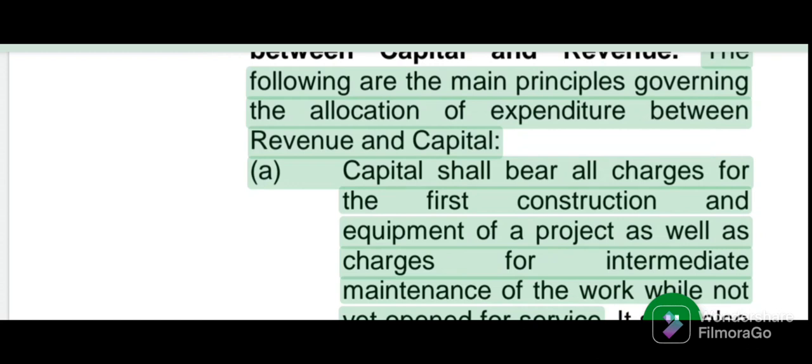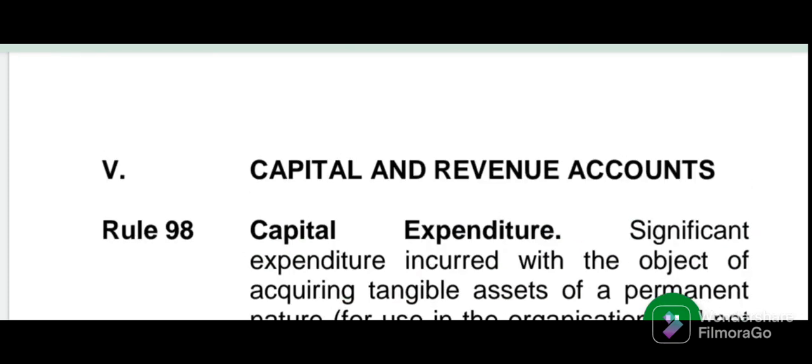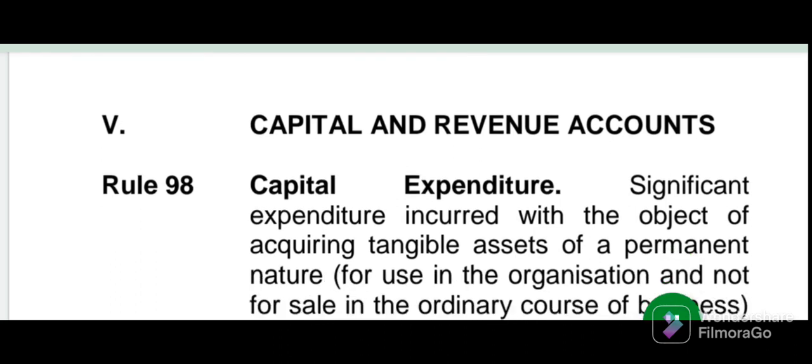A. Capital shall bear all charges for the first construction and equipment of a project, as well as charges for intermediate maintenance of the work while not yet open for service. It shall also bear charges for such further additions and improvements which enhance the useful life of the asset, as may be sanctioned under rules made by competent authority.